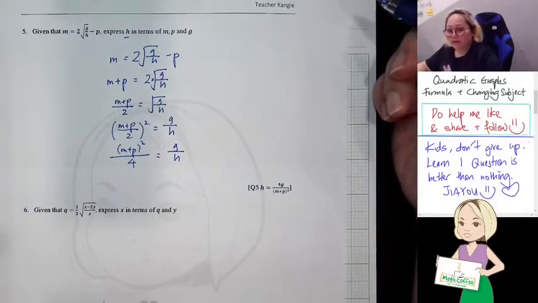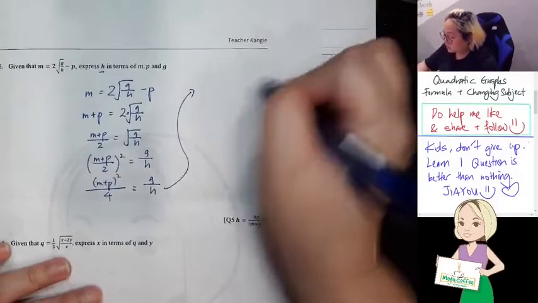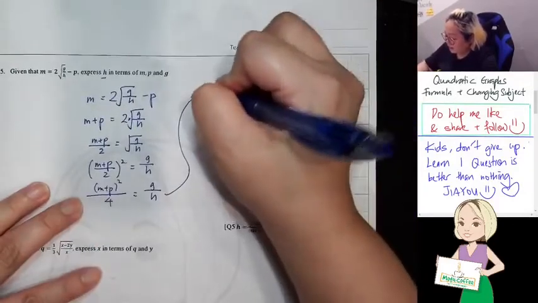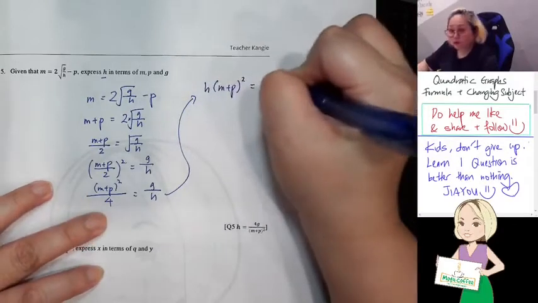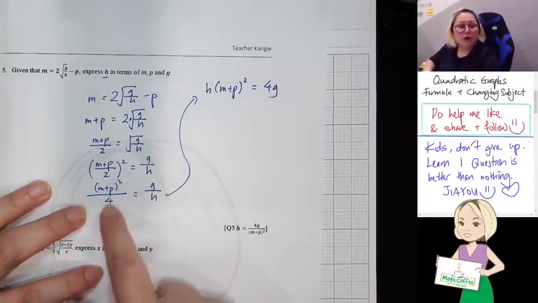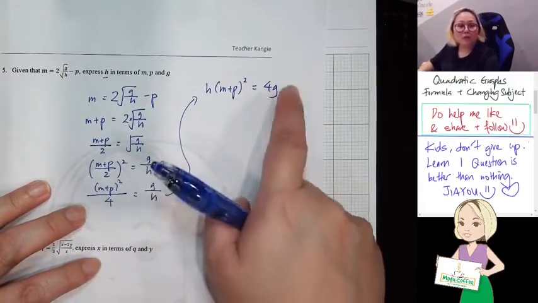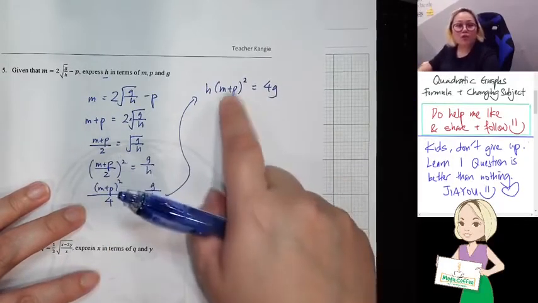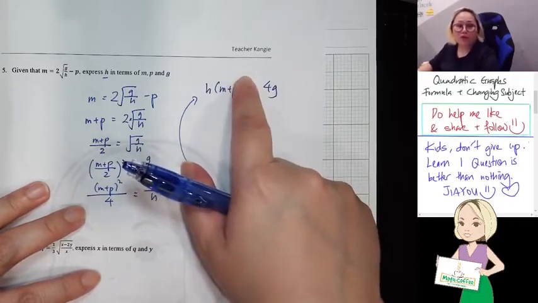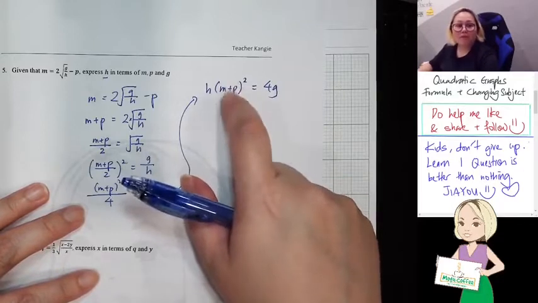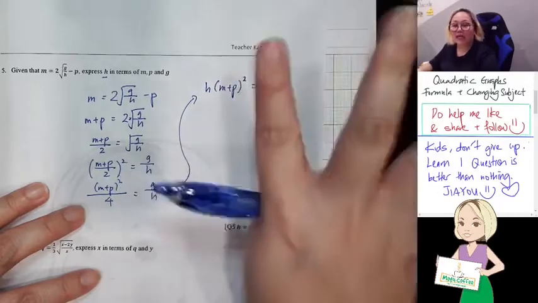So we are not done yet because I want to make H a subject, right? So I continue. Cross multiply, I will have H multiplied by M plus P square equals 4G. Some students ask me, do I have to expand the M plus P square? Not necessary. In fact, you don't need to, because my M plus P square has no H inside. So you can just leave the M plus P square as it is.